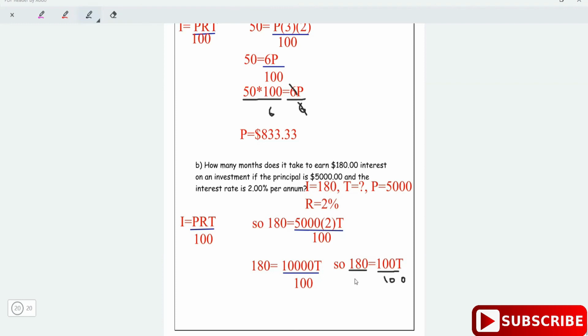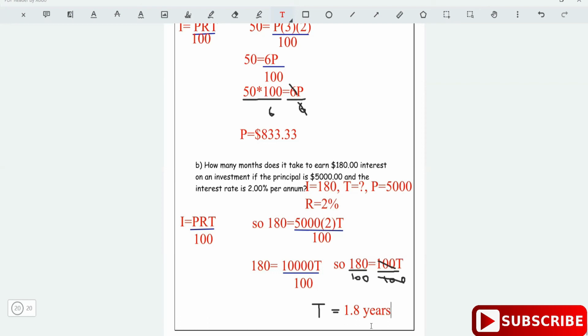That will give us the time in years. Remember, this is time in years. And so what we get now is t is equal to 180 divided by 100, which is 1.8. So the time is equal to 1.8 years. It's going to take 1.8 years to earn $180 interest on $5,000.